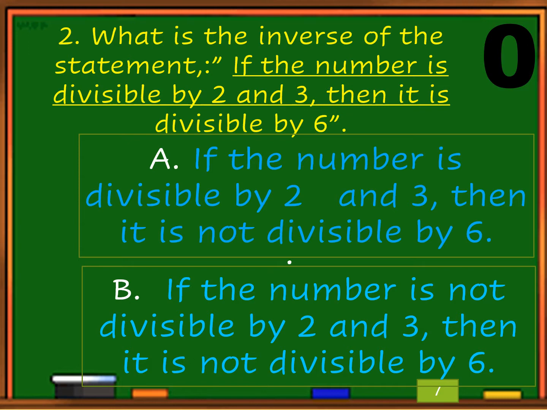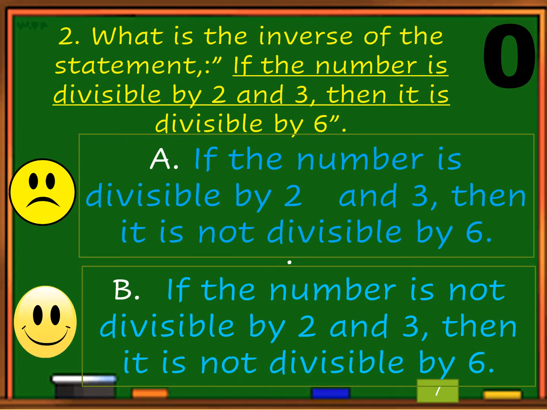Okay, let us reveal the correct answer. Is it A? Oh no, it is not. Therefore, it is B. The inverse of the statement, if the number is divisible by 2 and 3, then it is divisible by 6, is the statement, if the number is not divisible by 2 and 3, then it is not divisible by 6.